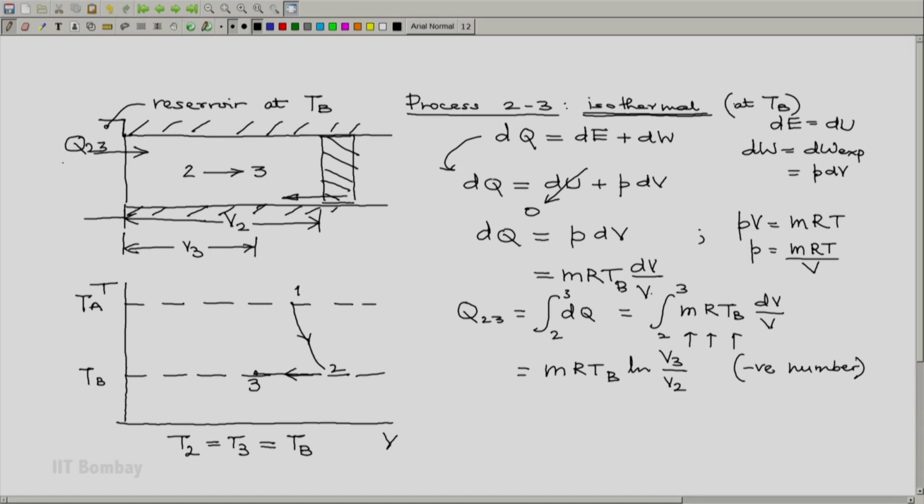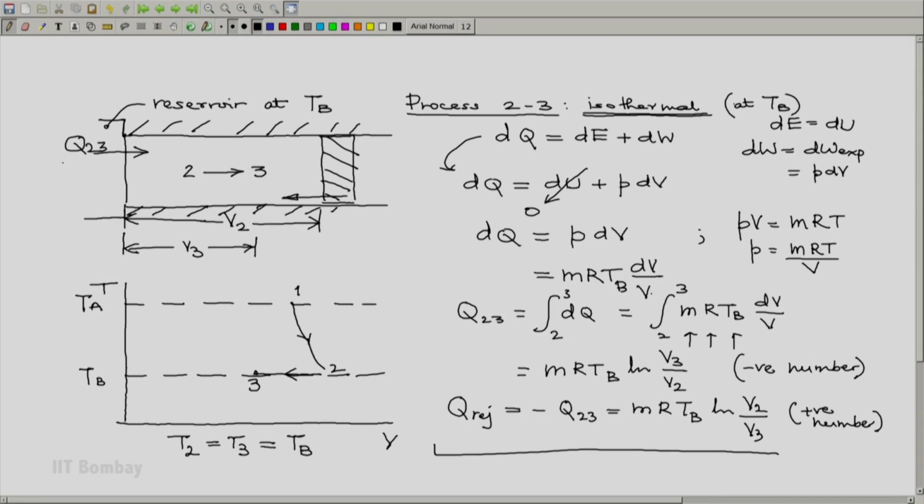In our engine nomenclature, we need Q rejected, which is the heat rejected by this system. So, we will have Q rejected by the engine which is working using this Carnot cycle will be minus Q23, which will be mRTb logarithm of V2 by V3, which will be a positive number. Again, we will make use of this expression later.